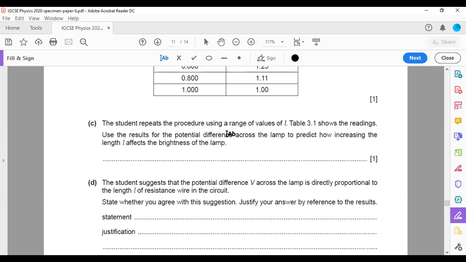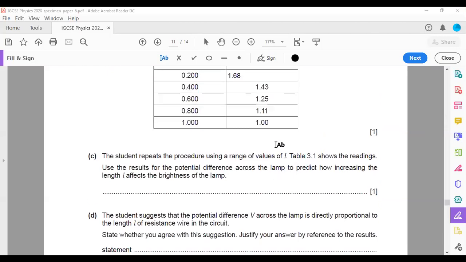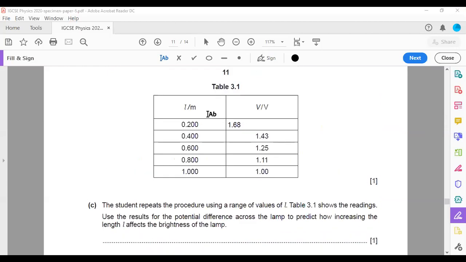So the student repeats the procedure using a range of values of L shown in table 3.1, which shows the readings. Use the results for the potential difference across the lamp to predict how the length affects the brightness of the lamp. So the voltage now, what's the voltage? This is the voltage here.